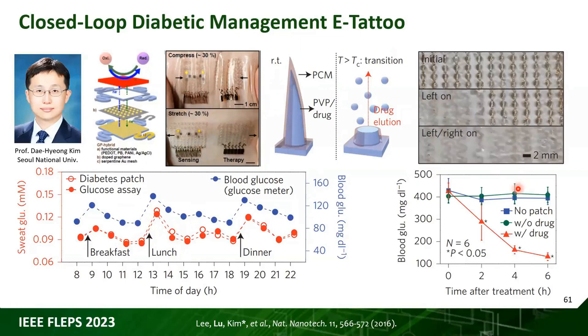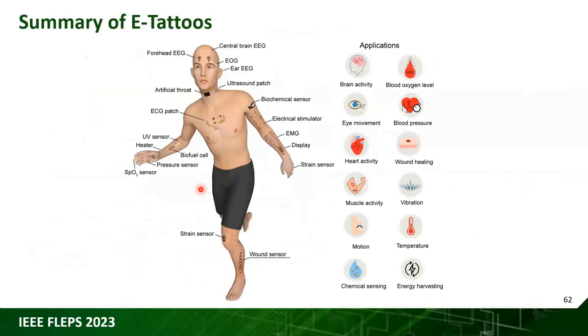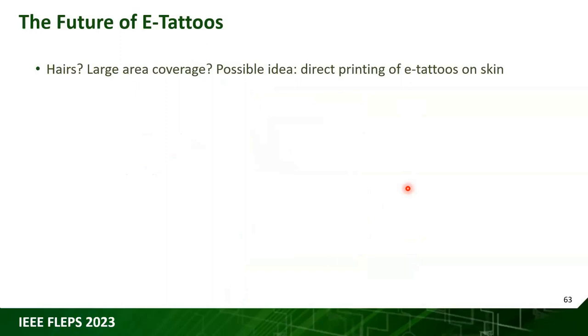So in summary, e-tattoos could be applied anywhere on the body except very hairy part. I will give you a discussion whether we have a remedy, and it can have really a lot of applications that are still a lot of opportunities to explore. So I just want to use the last few minutes to discuss with you all, actually, what's the future of e-tattoos after looking at this quick overview, right? How about hairs, large area coverage, right?